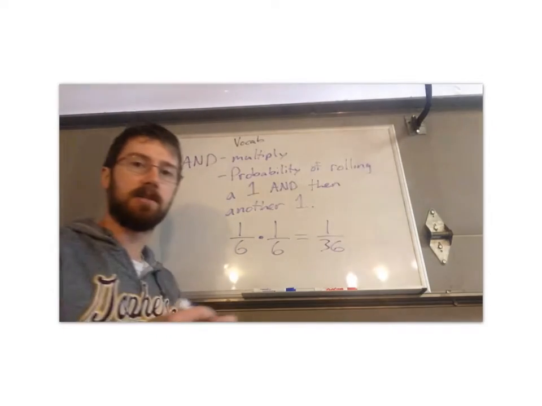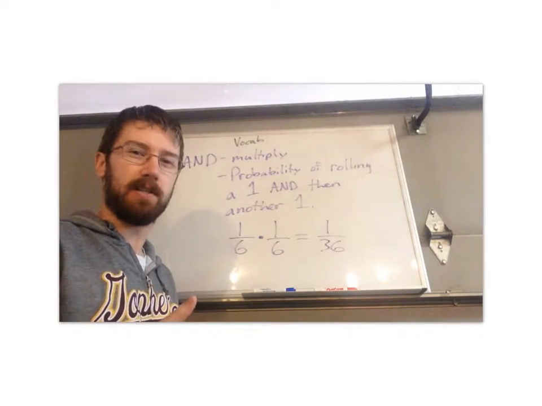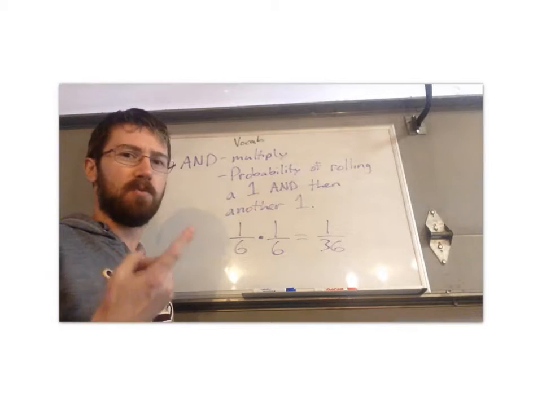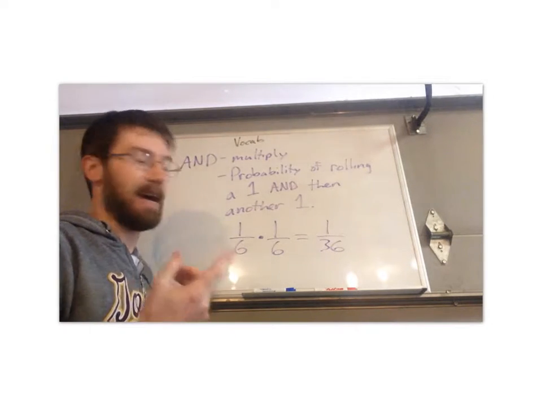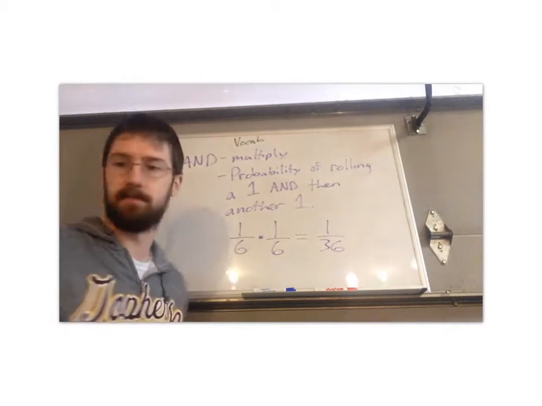And that kind of makes sense too, right? We've had those dice charts that had all the possibilities, and there was only 1 out of the 36 that had a 1 and then another 1.